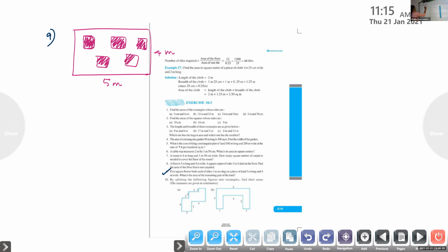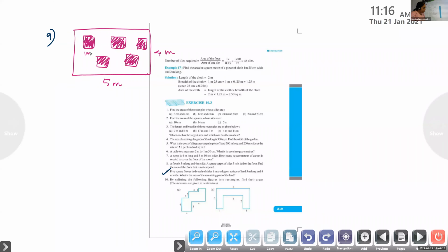What is its shape? Square. Side is 1 meter. Everything. How will you find the remaining area? Can you see some vacant place there? Yes, ma'am. How will you find the remaining area?